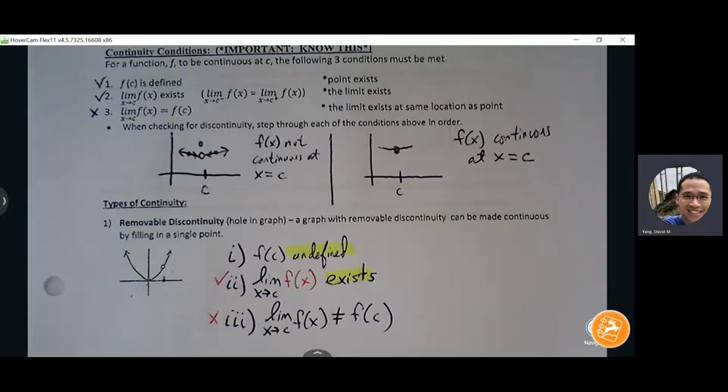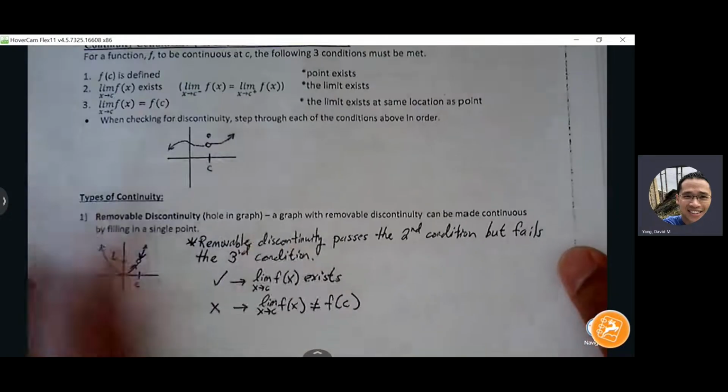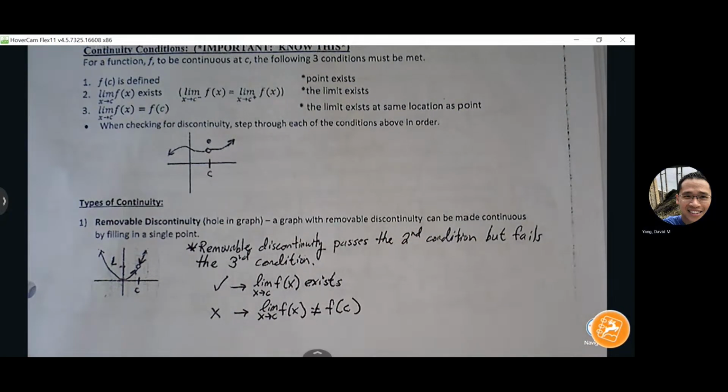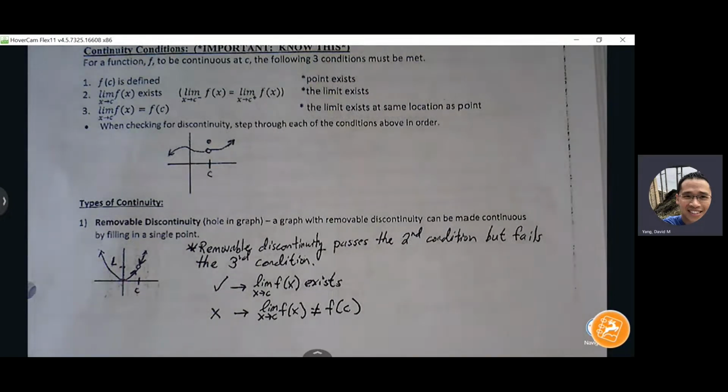So when we're dealing with removable discontinuity, we gather the first condition's information, but we have to keep going because we can't categorize between this and this other one that we're going to talk about on the next page until we reach that second condition. So that's the definition here. Removable discontinuity will pass the second condition, but fail the third one. We're still going to gather information from the first condition, but we have to look at the second one at least before we can make any conclusion.